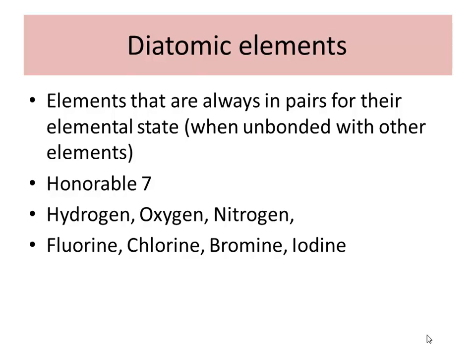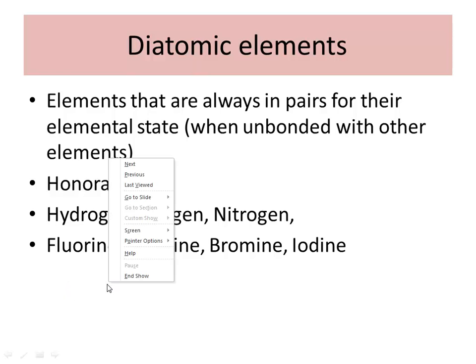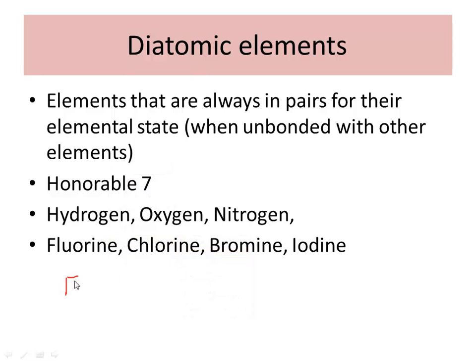If you're ever talking about the element fluorine, you're referring to F2. Chlorine, the element, is Cl2. Bromine, the element, is Br2. Iodine, the element, is I2. Hydrogen is H2. Oxygen, O2. And nitrogen, N2. Whenever you're referring to the element oxygen, like our atmosphere right now, we're surrounded by 99% nitrogen and oxygen. Those are diatomic elements.